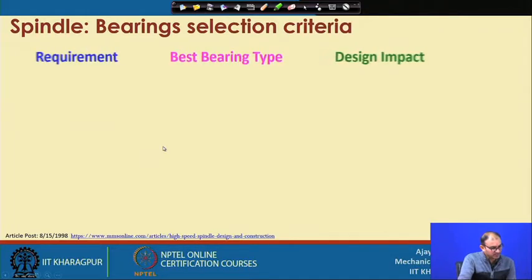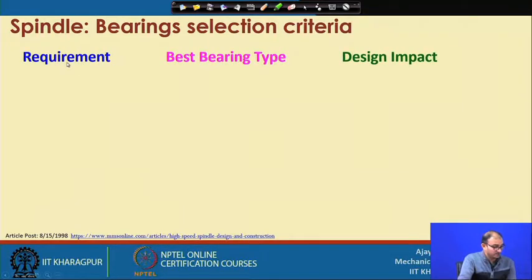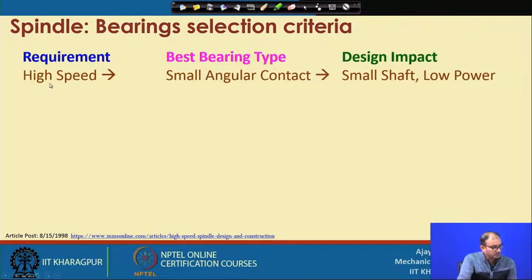So, what are the selection criteria? What is our requirement first? Then we have to select which bearing we can use, and then we have to see what the design impact is. If you are looking for high speed, then you have to go with a small angular contact bearing. And with this, the design impact is that your shaft will be small and the power will be very low, because when you are going with high speed, if the shaft is very large, then there is an inertia effect.